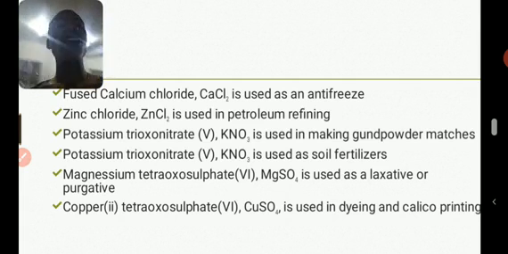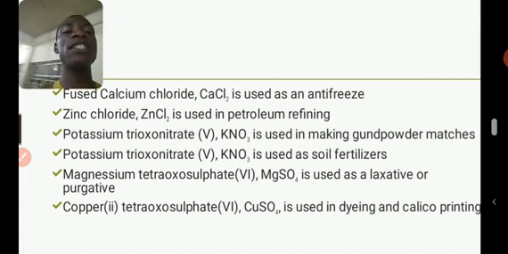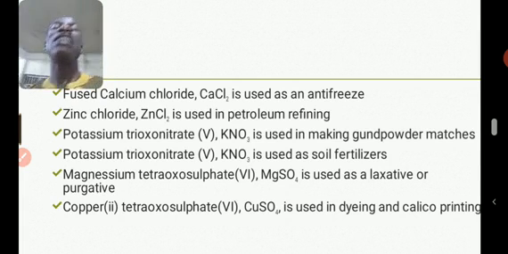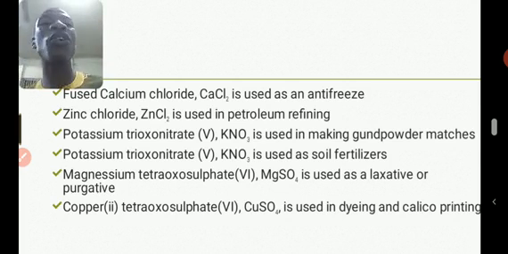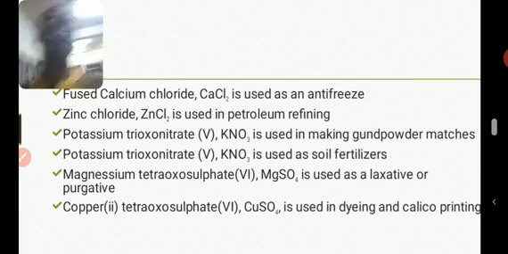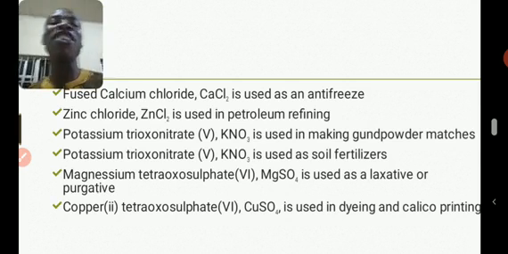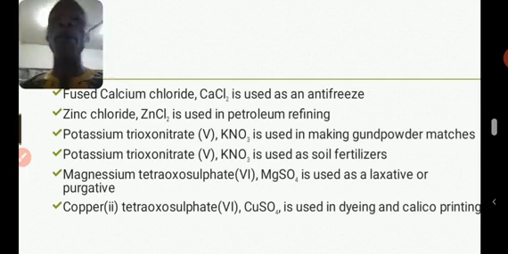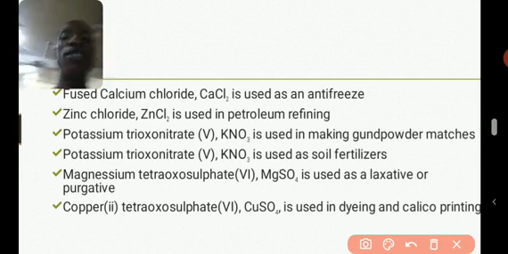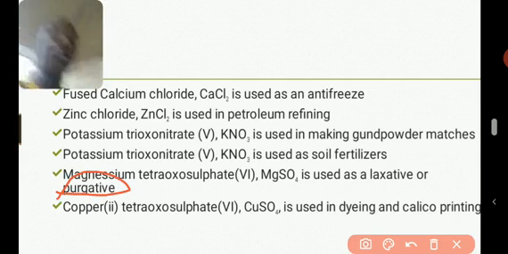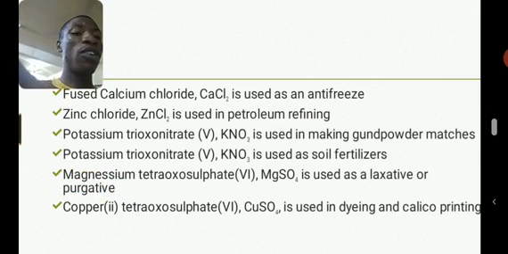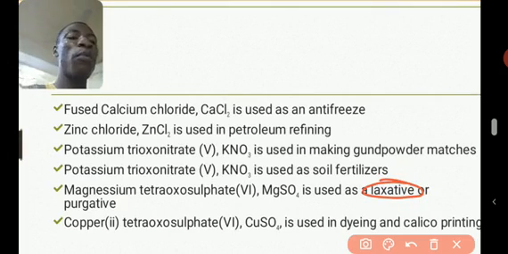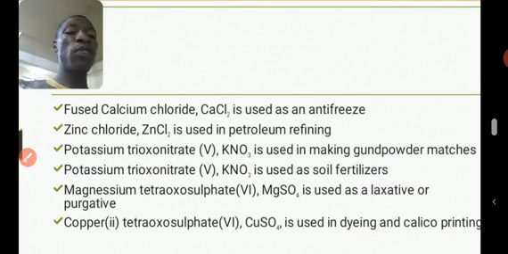Then magnesium sulfate, MgSO4, is used as laxative or purgative. If you want to go to the toilet and your stool is not coming out, you just take Andrews liver salt. Andrews liver salt contains magnesium sulfate. So it makes you purge. That's what we call purgative. You purge very well. So MgSO4 is used for that purpose.